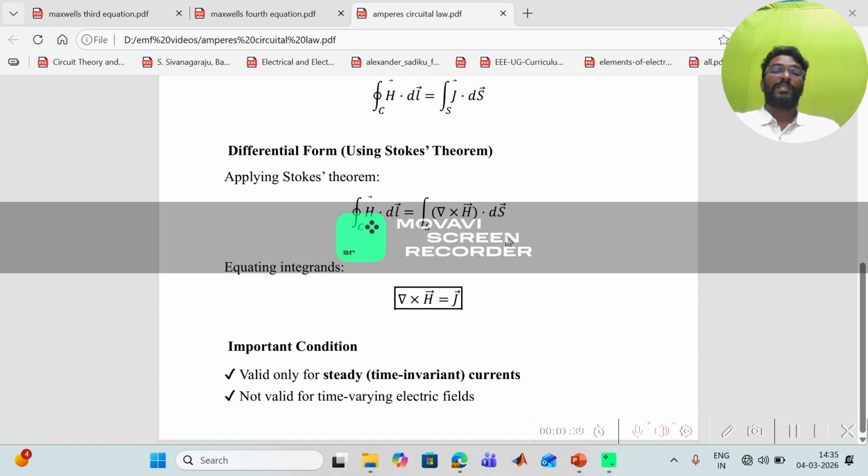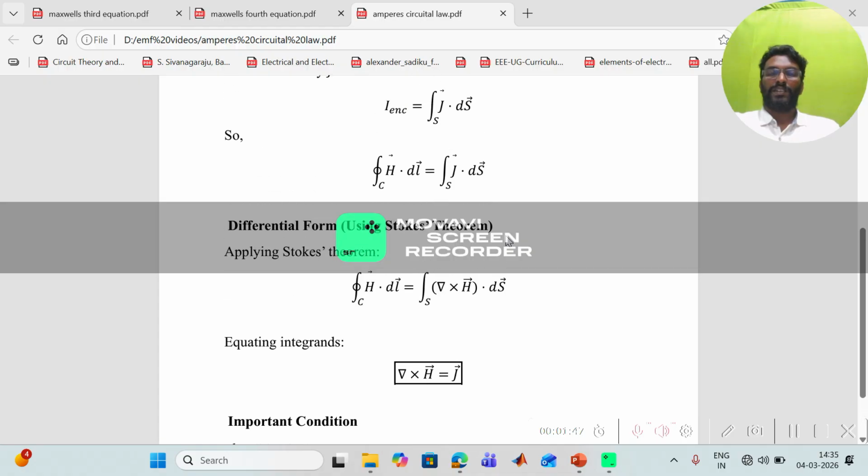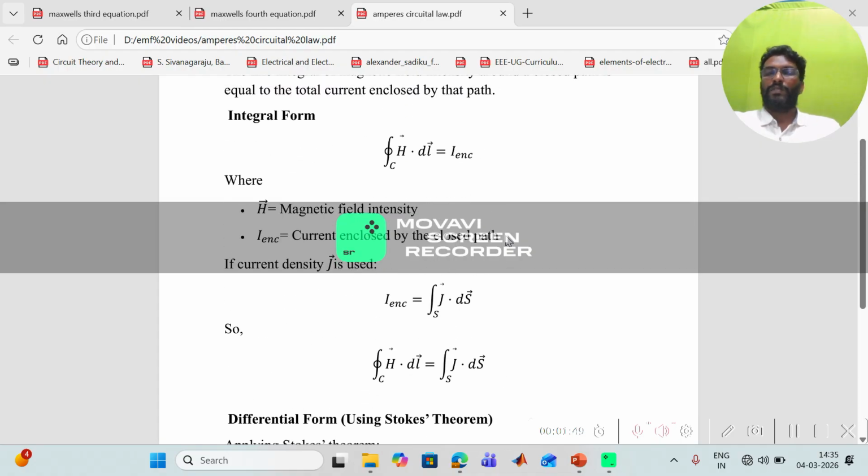The important condition is that it is valid only for steady currents, that is, time invariant, and it is not valid for time varying electric fields. That's all about Ampere's circuital law in a very simple way.